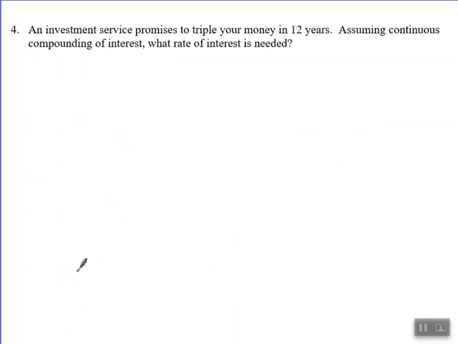Next, we have an investment service promises to triple your money in 12 years. Assuming continuous compounding of interest, what rate of interest is needed? So it tells us we have continuous compounding of interest, which means we are using the continuously compounding interest formula.